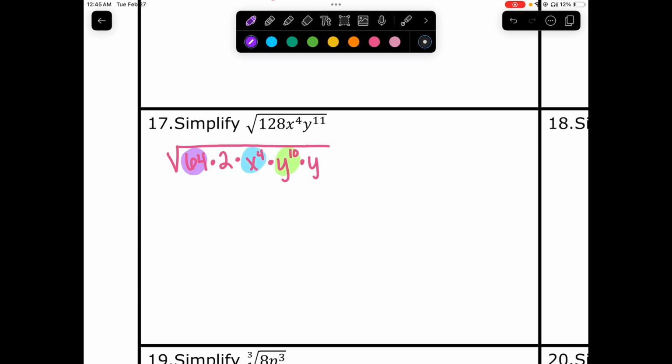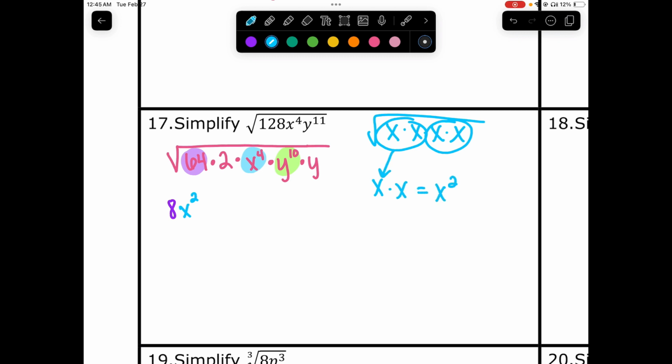We're going to start with the 64. The square root of 64 is 8. The square root of x to the fourth power is x squared. Why? Because x times x times x times x, if you took the square root, you see you got two pairs of doubles, so that's x squared. Remember, every time you take out a double, it becomes a single.